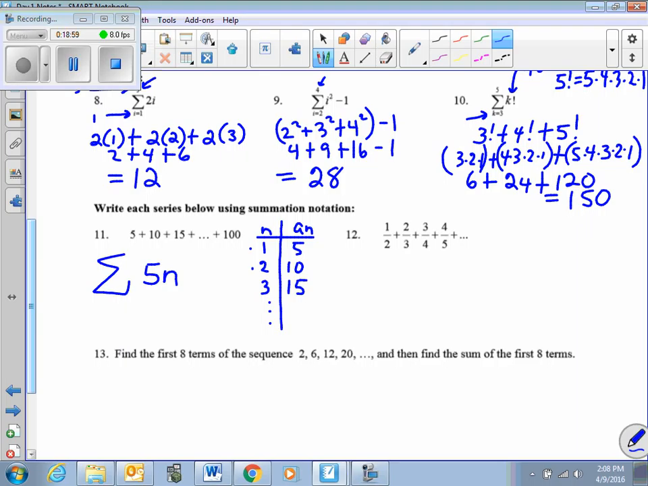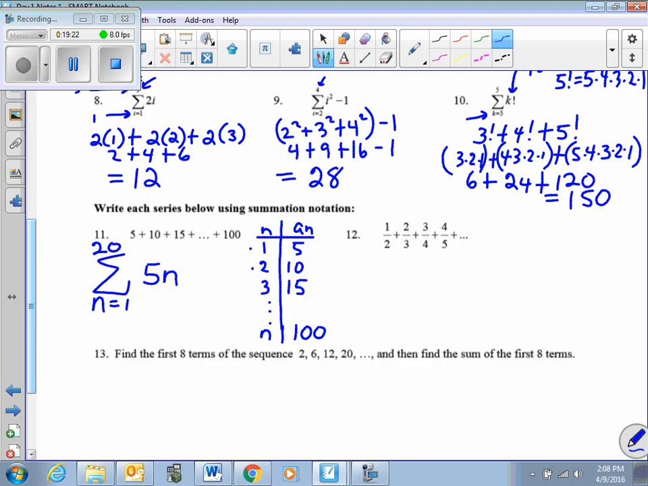And where are we starting? Well, we're starting with n equals 1. And since we're going down here to 100, then we got to figure out what our n is on the top, right? What do I multiply by 5 to get 100? 20, of course. So that 20 has to go right up there.